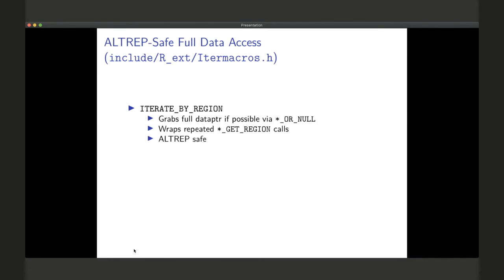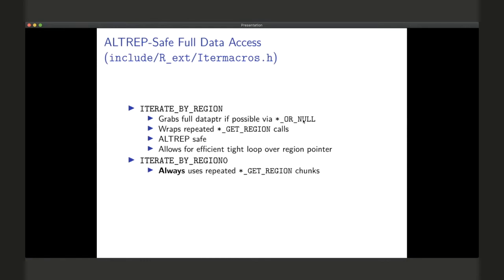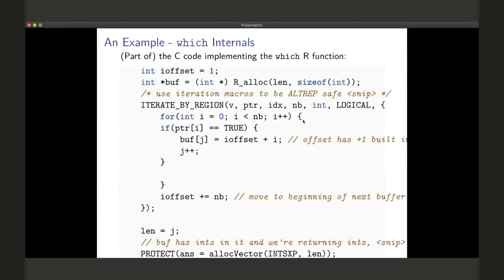It's safe. It's ALTREP safe. It doesn't destroy ALTREP-ness or metadata, and it allows for efficient tight loops over pointer access, which is something you want to get your code to go fast. There's a 0 version, which assumes without checking that it will not be able to get the full data and always does the chunking. Generally, you don't need to do that. Generally, you should call the non-zero version, just like elsewhere. And then there's a partial version where you can specify where you want this access to start and how many you need.